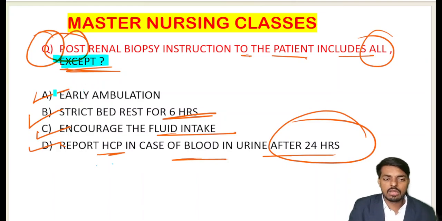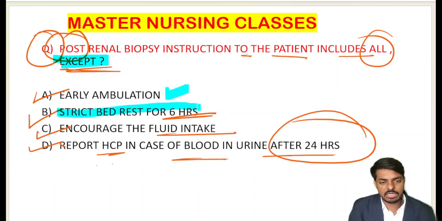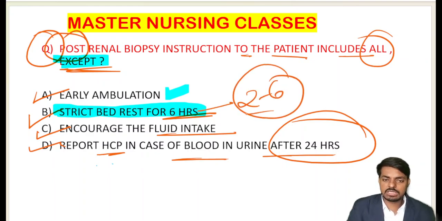Option A is early ambulation. I will keep it aside and discuss this option at the end. Option B is strict bed rest. As I explained in the last question, for a patient with a renal biopsy, we will give six hours, that is two to six hours, of strict bed rest, and serial urine monitoring.